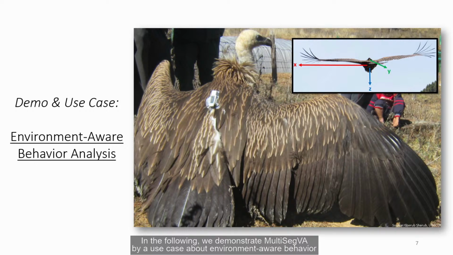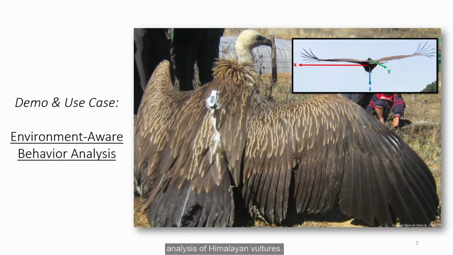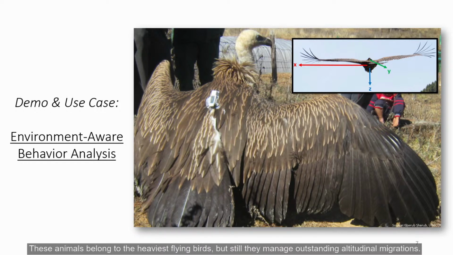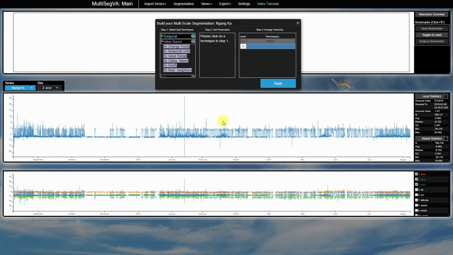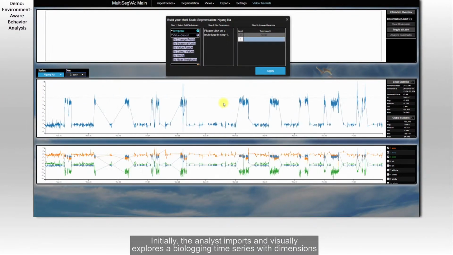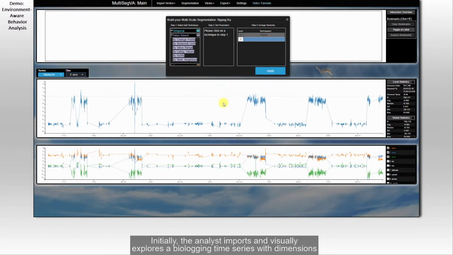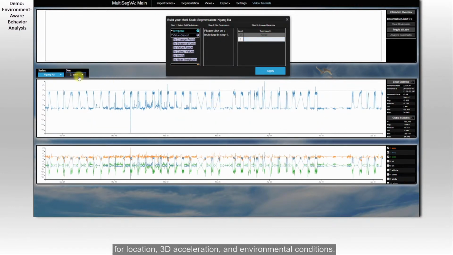In the following, we demonstrate MultiSegVA by a use case about environment-aware behavior analysis of Himalayan vultures. These animals belong to the heaviest flying birds, but still they manage outstanding altitudinal migrations. Our movement ecologists investigate how the vultures exploit different environmental conditions to migrate and fly on high altitudes with a minimum energy expenditure. Initially, the analyst imports and visually explores a biologging time series with dimensions for location, 3D acceleration and environmental conditions.